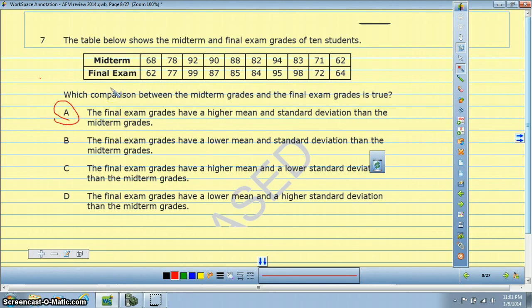Now the mean is something you can calculate on paper or with a calculator. I've taught you how to calculate standard deviation, but it's more of a pain. That's why we want to use the TI. So this is the easiest way to do it. And on to the next.